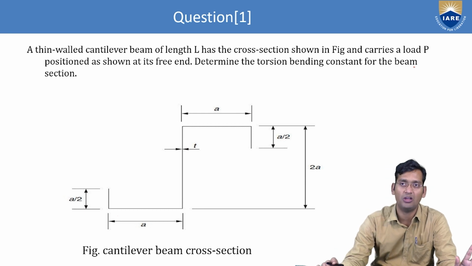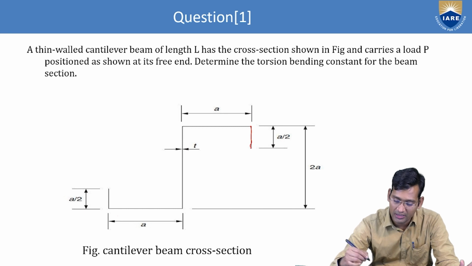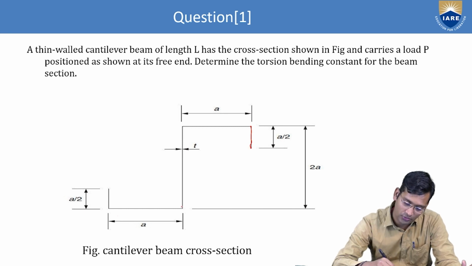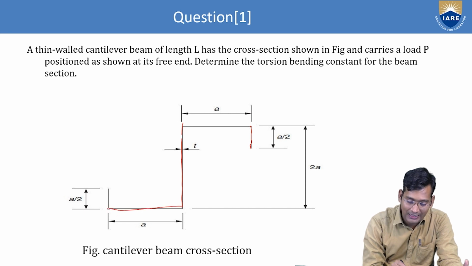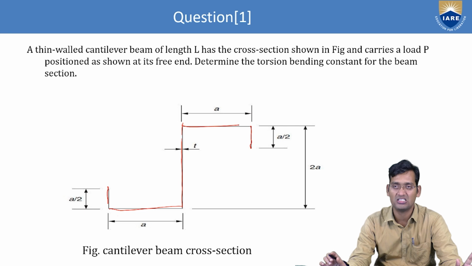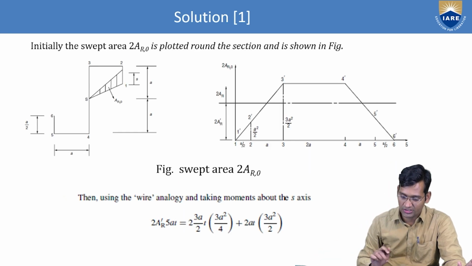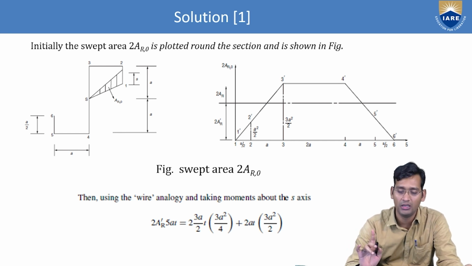So now for this section, we have to find that torsion constant. Just see, this height is given as A by 2. This total height is 2A, and this is A, and this is A by 2. This is A. So this is just given in the figure. Now we have to find the torsion constant. So let's start. Initially the swept area, we have to find in that same shape. First we have to find the swept area.